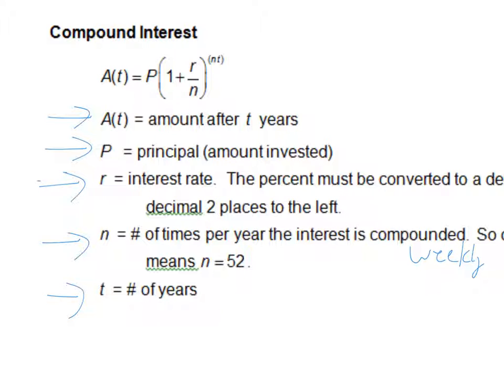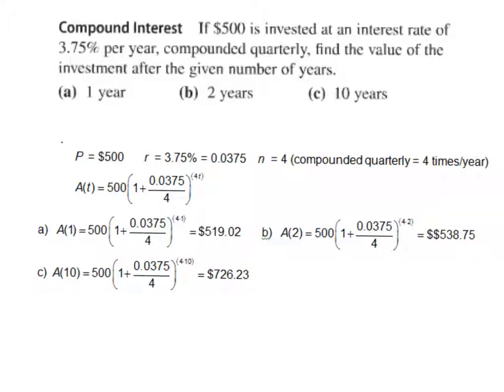So let's practice one of those problems. If $500 is invested at an interest rate of 3.75% per year, compounded quarterly, find the value of the investment after a given number of years. And so we have to do it 3 times, and I've written down from the formula what all of the little parts should be. And again, here's the formula.